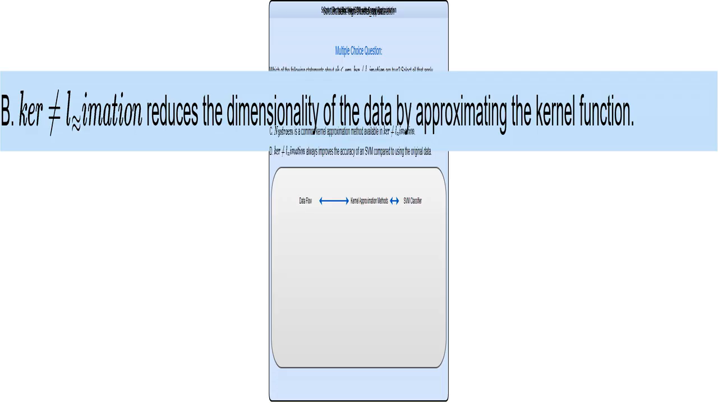False. While it speeds up training, sometimes that speed comes at a small cost to accuracy. The approximation introduces a tiny bit of error. It's a trade-off: faster training versus potentially slightly lower accuracy.